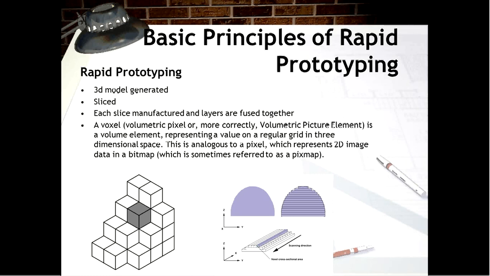In rapid prototyping, a 3D model is generated. It is actually sliced. Each slice is manufactured and the layers are fused together. Means each slice is manufactured line by line, layer by layer. And a voxel is a volume element representing a value on a regular grid in three-dimensional space. Means volumetric pixel, or more correctly, volumetric picture element.